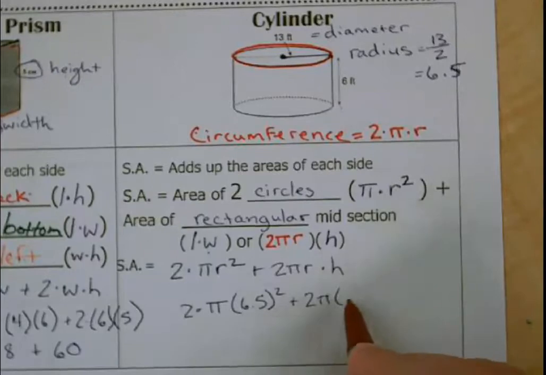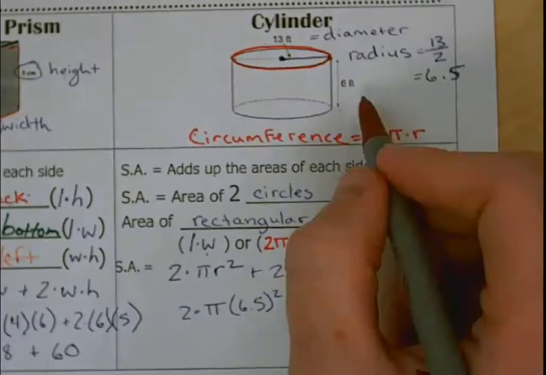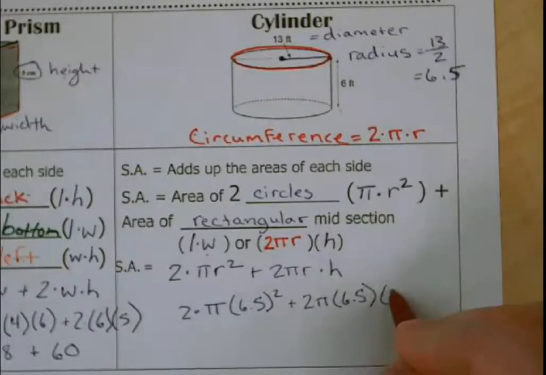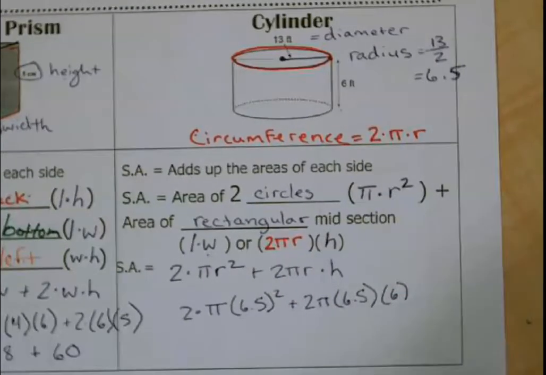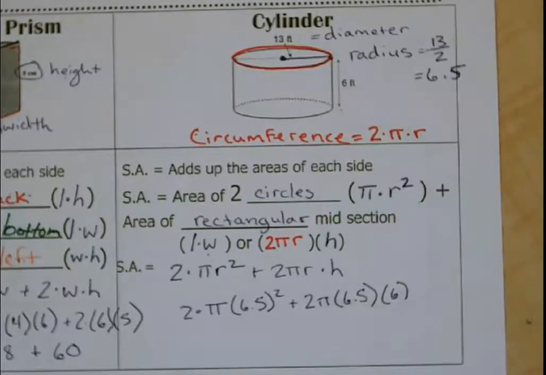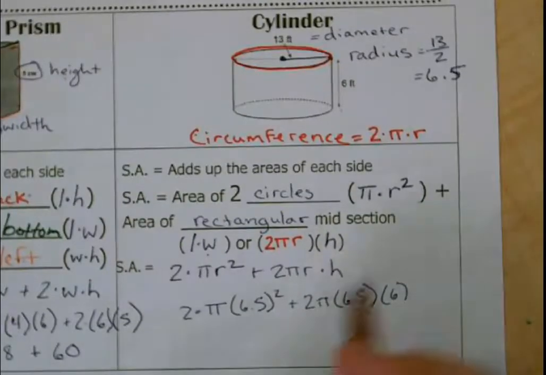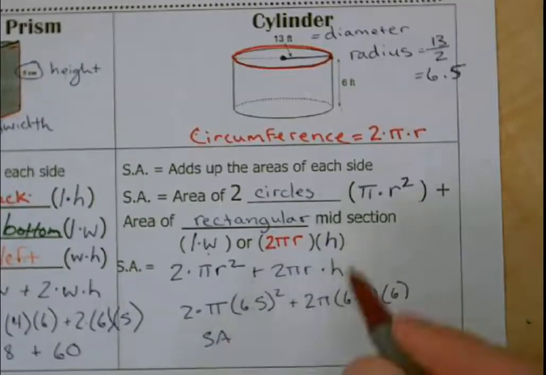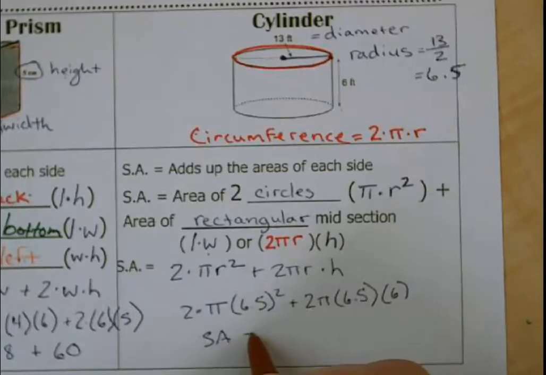The last thing I need to fill in is my height, but I already know that because of the picture, that my height is just 6. I can then use a calculator to do this multiplication and addition to get my final surface area, which is going to be equal to 490.4.